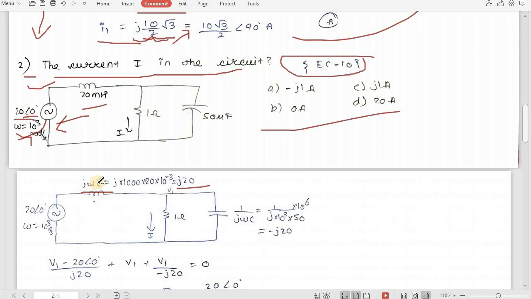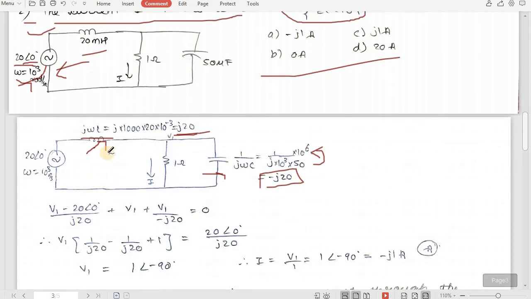So this L is converted to j omega L, which is j20, and this C will be 1 upon j omega C. J into 1000 into C, which is 50 into 10 raised to minus 6. If we take 10 raised to minus 6 in numerator, we will get 10 raised to 6 upon 50. So if we simplify it, we will get minus j20. So this capacitor is converted to minus j20 and this L is converted to j20. Now you can see all the elements are converted into reactance form, so we can get our answer very easily.